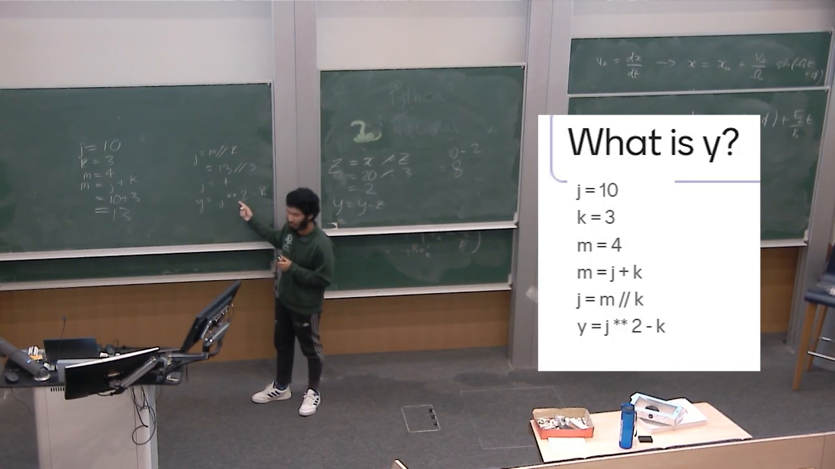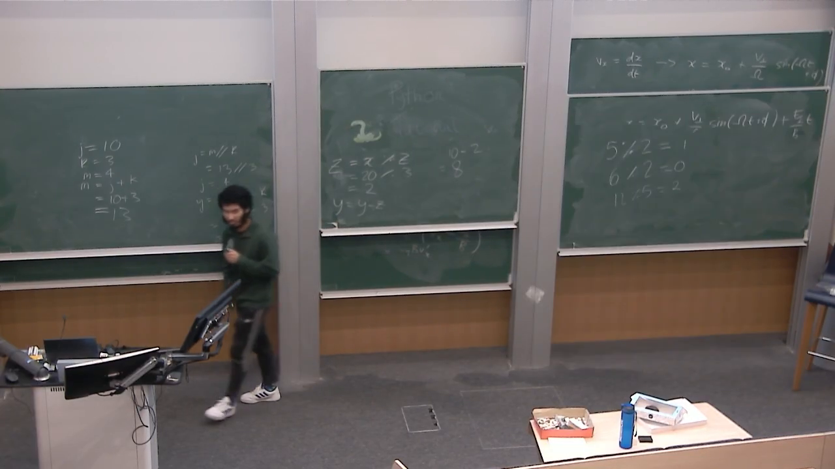Okay, now because of BIDMAS again, indices happen first. So this is going to be first 4 to the power of 2, then minus k, which right now is 3. Okay, 4 to the power 2 is 16, minus 3, so it's just 13. Yeah? Does that make sense, everyone?